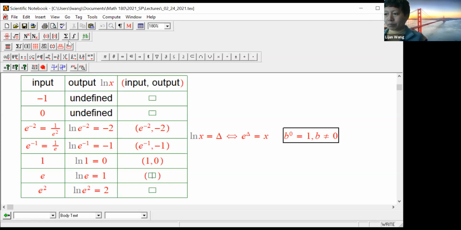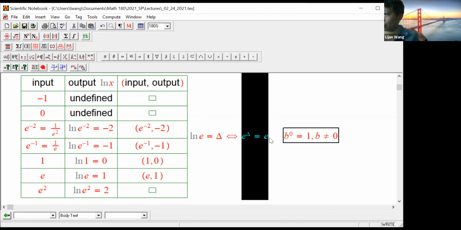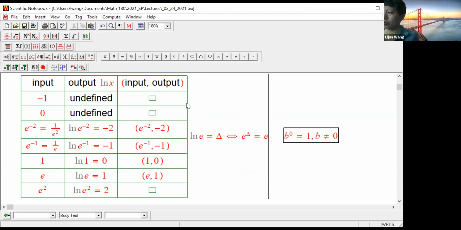So here it's e comma 1. So when the input is e, we want this output to be 1. So how do we make this true? Well, e to the power triangle should equal e to the power 1, because e is e to the power 1. Does that agree with everyone? Okay.